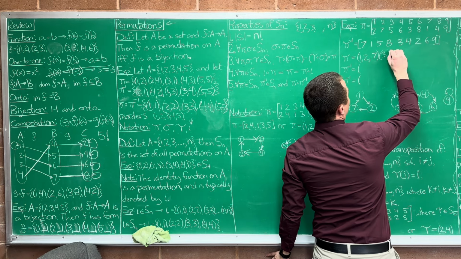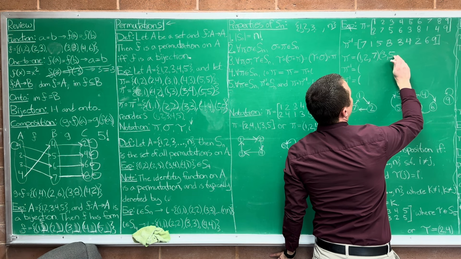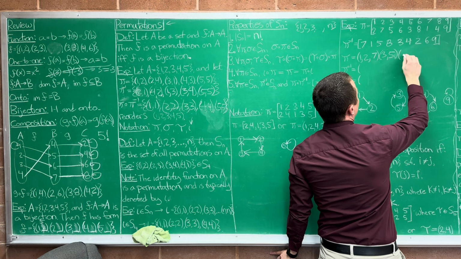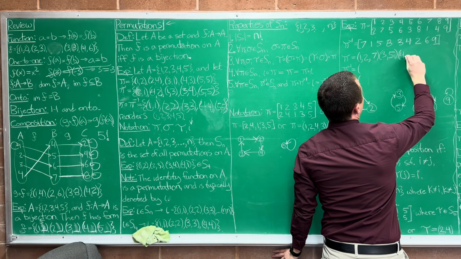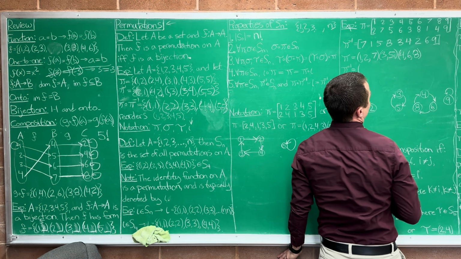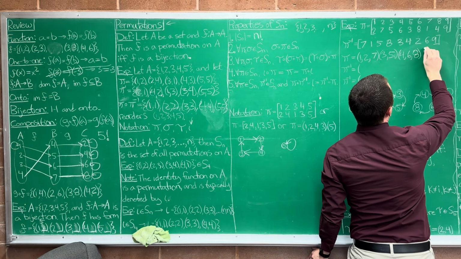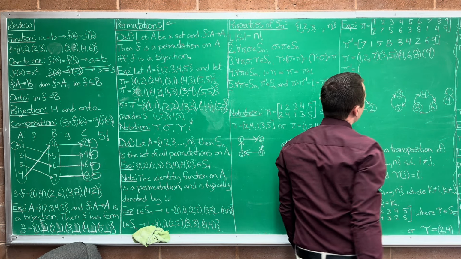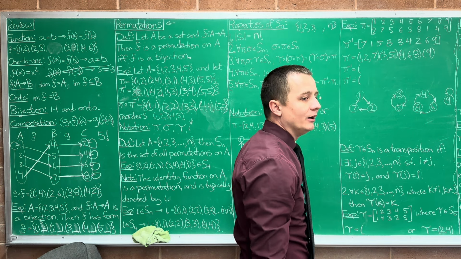5. What does 5 map to? 3. Closes the cycle. What's the smallest number we haven't used? 4. What does 4 map to? 6. What does 6 map to? 8. What does 8 map to? 4. Close the cycle. What's the smallest number we haven't used yet? 9. And what does 9 map to? Okay, there we go. There it is written out in cyclic notation.